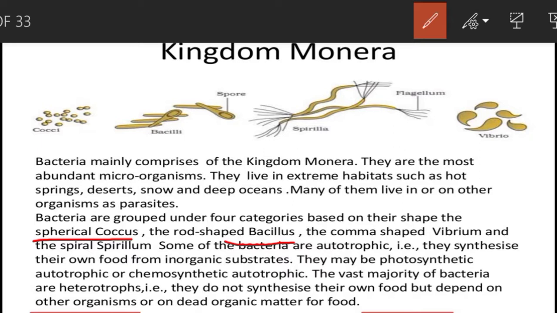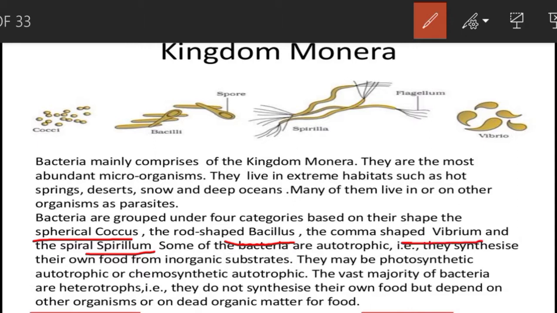The third type of bacteria is spirillum. Plural is spirilla. Spirillum bacteria are cells which are twisted like a screw. They occur as free single cells. Examples, spirillum, spirochete, etc. And the last is vibrio.